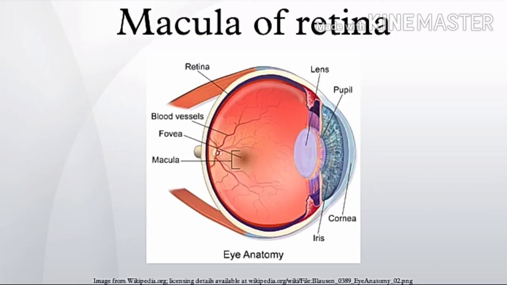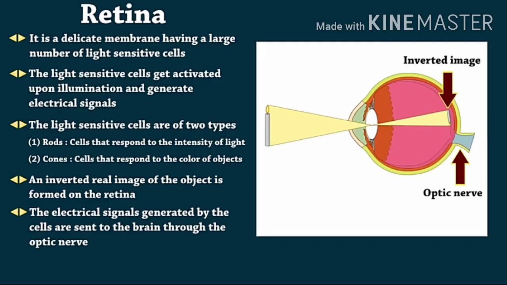Macula of retina. It is a tiny area in the retina which is responsible for clear and sharp vision. There is a depression called fovea centralis inside the macula. Here, the maximum number of cone cells are present, which is responsible for seeing the color of objects.